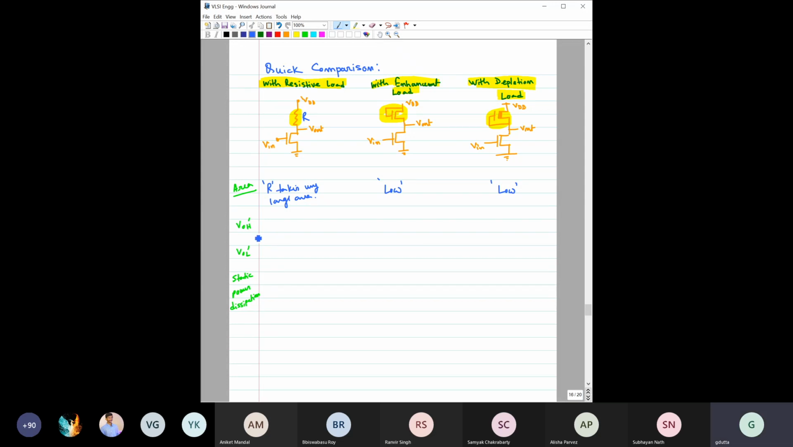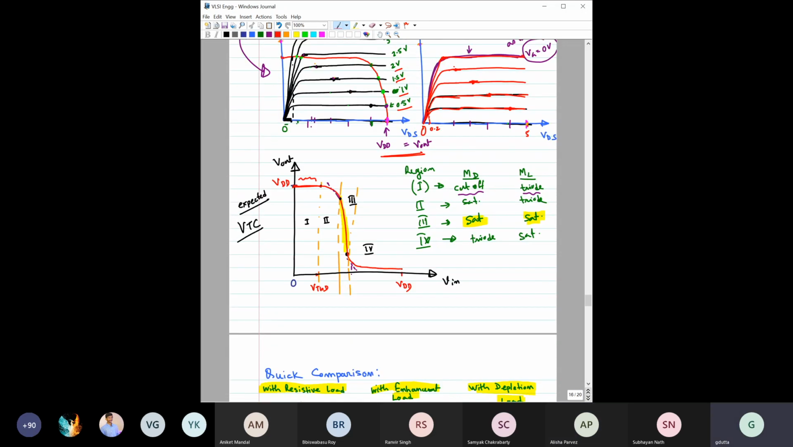What about VOH dash for this? VDD, very good. What about for this? VDD minus VTH L, very good. VTH of the load, L. And for the depletion load, VDD. We have done this today.